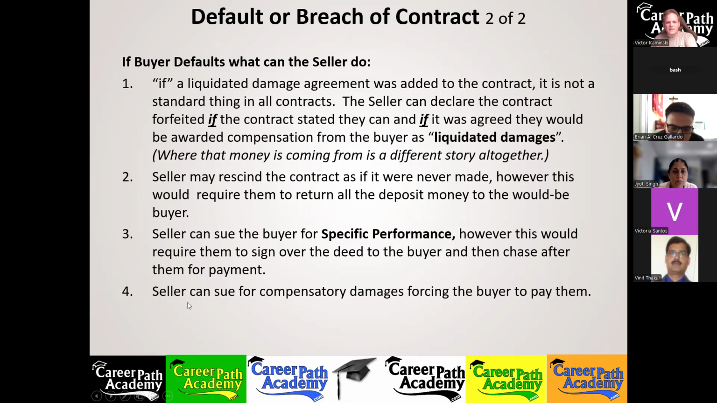And then lastly, the seller can sue for compensatory damages to get more from that buyer. That's more realistic. Okay?